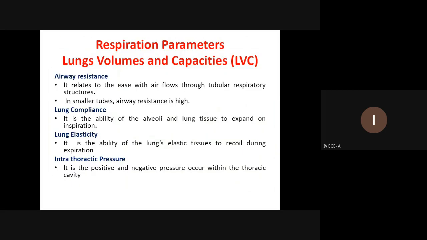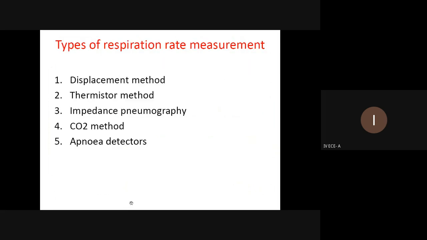Okay, so the respiration parameters are airway resistance, lung compliance, lung elasticity, and intrathoracic pressure, which is the positive and negative pressure occurring within the thoracic cavity. These are also respiration parameters: lung volumes and capacities.